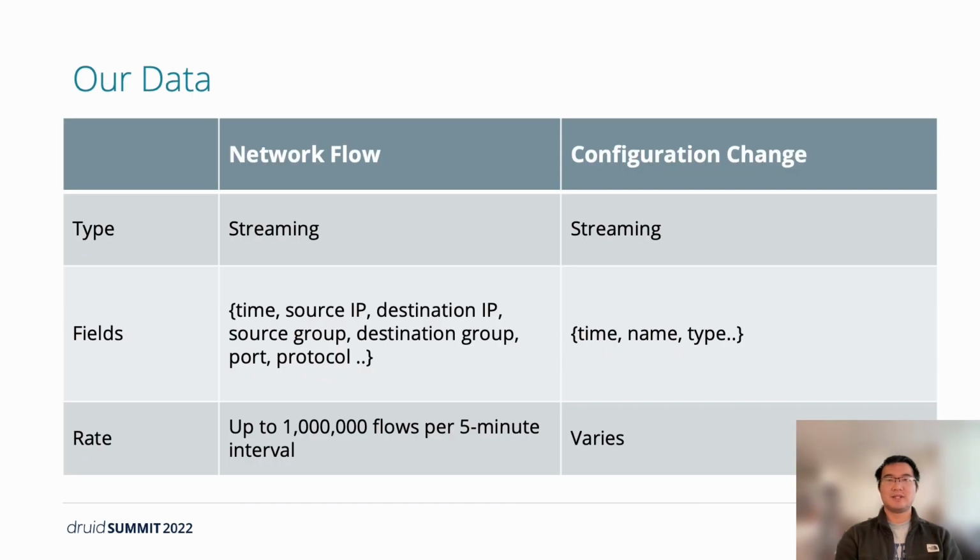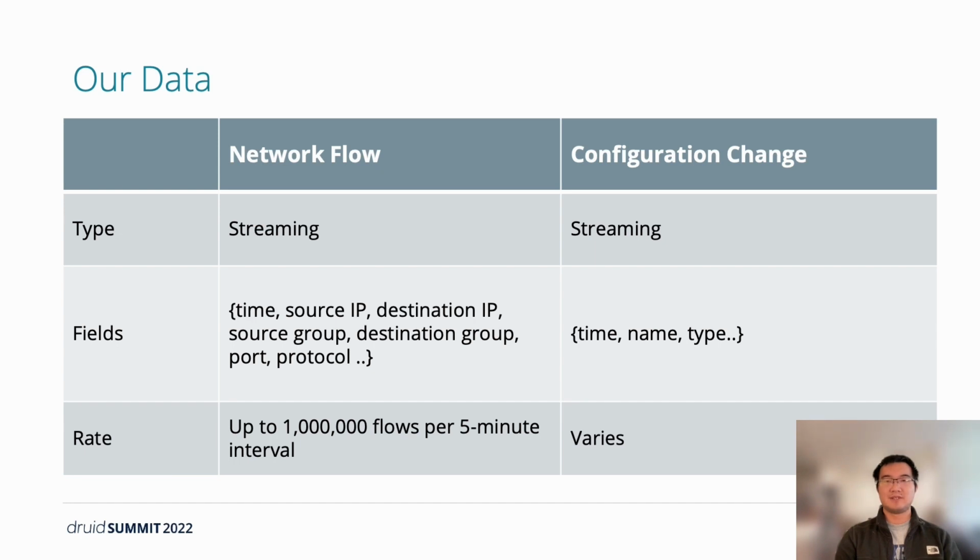So those were the major applications of NSX Intelligence. Let's take a look at our data. We have two kinds of data. The first is network flow. It's a streaming data with fields like time, source and dest IPs, source and dest groups, ports, and protocol. And the flows are coming at a very high rate. We currently support up to 1 million unique flows per 5 minutes.